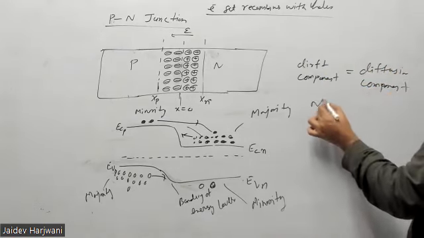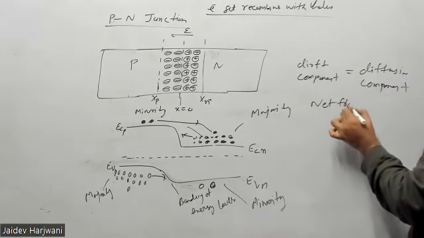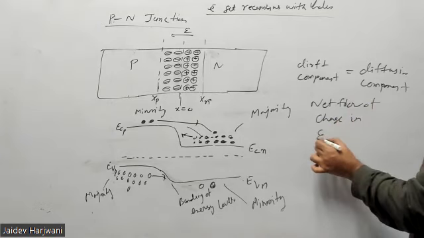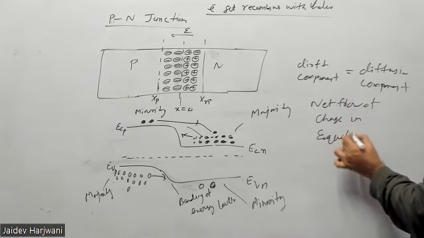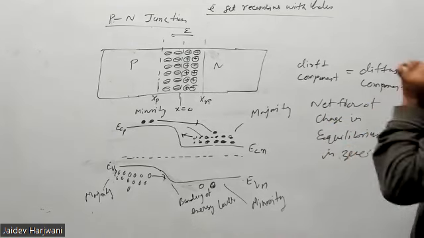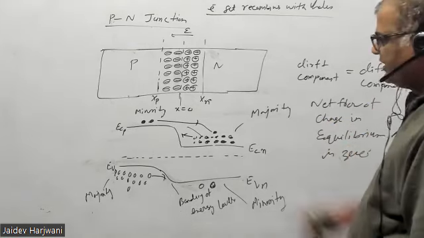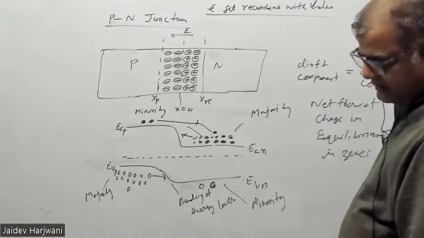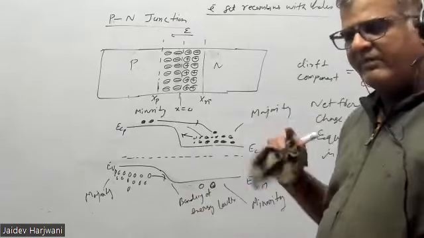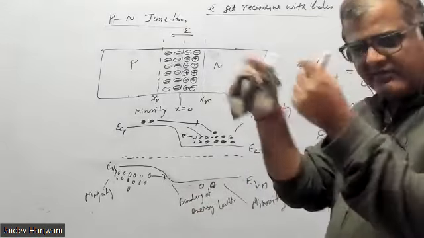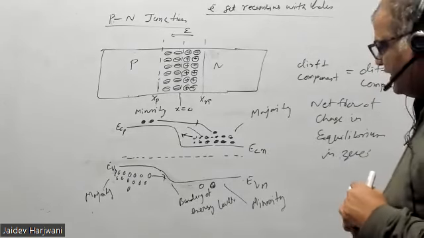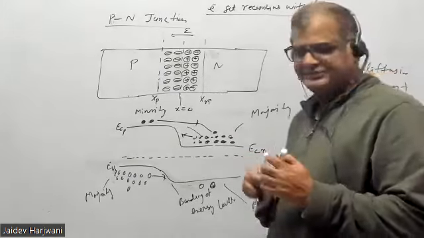Okay, net flow is zero. Net flow of charge in equilibrium is zero, because now here one electric field is present, which is balancing diffusion. So no diffusion happening, no drift happening. Both are happening, it's very little amount, but they are balancing each other. So we say there is no current flow, and in equilibrium there is one Fermi level.